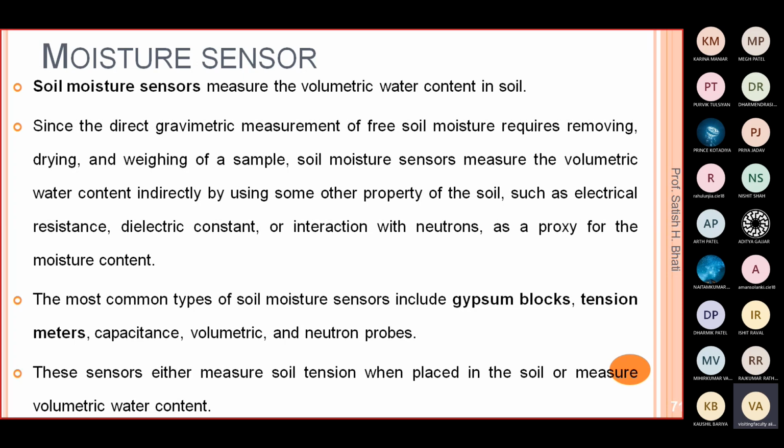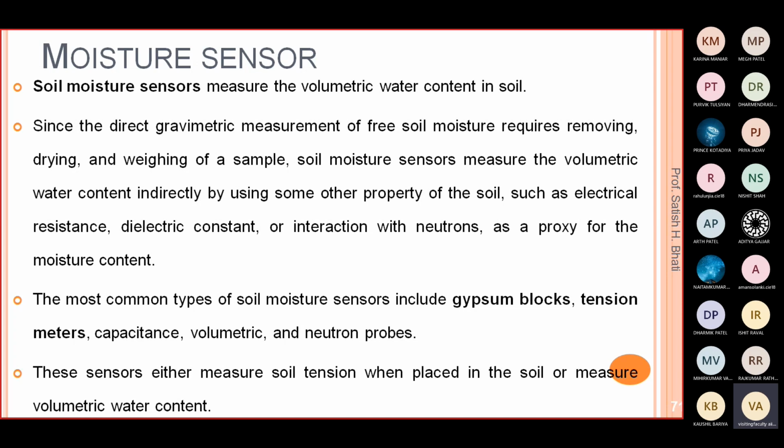In that, similar to the capacitive level sensor, here also the moisture sensor uses some material. So whenever the moisture content or volumetric water content of the soil changes, it changes its capacitance value, and we measure that capacitance value, and from that we give the level of moisture. Some are of neutron probe type. We'll see some of them; I will show you pictures of all.